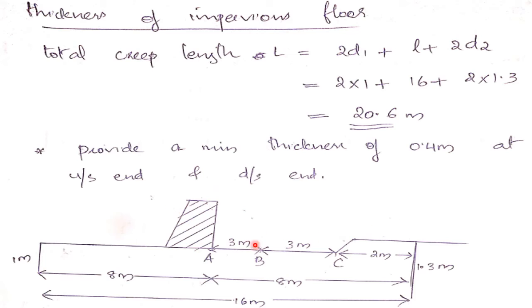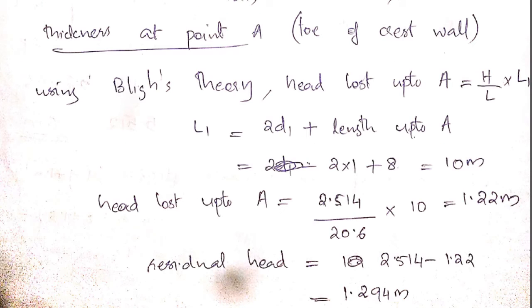Now this is a figure. Here this hatched portion is the crest wall. As we can see, this is an upstream pile and this is a downstream pile. Now as in Khosla's theory, we are going to find out the thickness at the toe of the crest wall, then at a point 3 meters from the toe, and that is point B. Next at a point C, that is 3 meters from point B. Now thickness at point A, that is the toe of the crest wall.